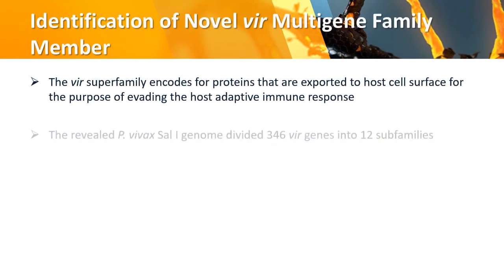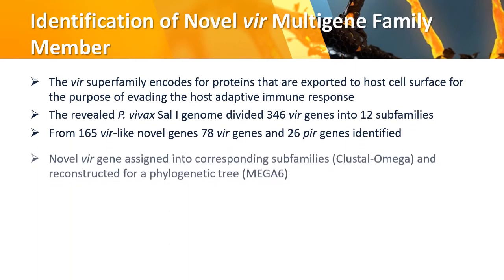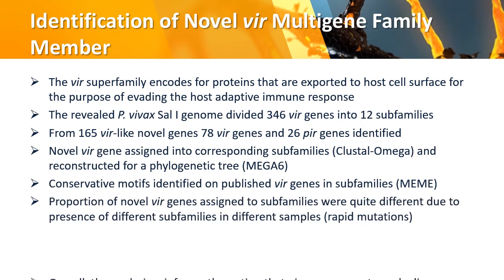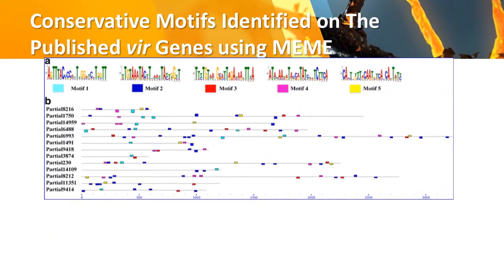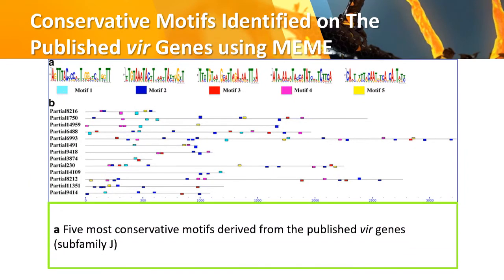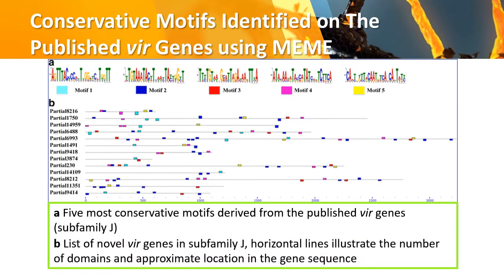The vir superfamily is distributed in a variety of terms and encodes proteins which are exposed to the host cell to avoid an adaptive immune reaction by the host. Plasmodium vivax Sal-1 is classified into 12 subfamilies with 346 vir genes. This figure shows the motifs of novel vir genes in subfamily J. The horizontal line depicts the number of domains and estimated location in the gene sequence, and the different colored squares show the corresponding motif in part A.